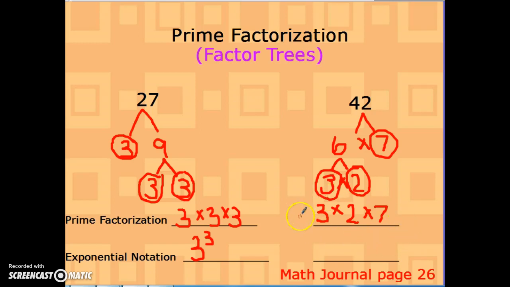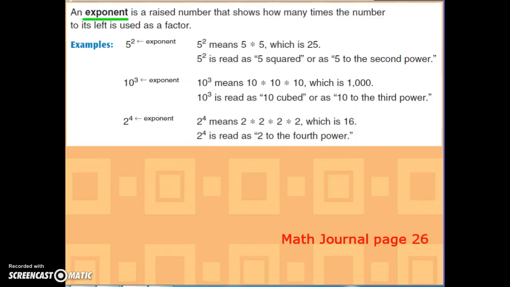For this one, I don't have any numbers that repeat, so my exponential notation is going to look the same as my prime factorization. If I had a number where there were 2 2's times 3 times 7, then I would use my exponents. But here I don't really need any exponents. Okay, so now we'll take a look at the next page where we use a few more exponents and do some practice. Remember that exponent is the raised number.